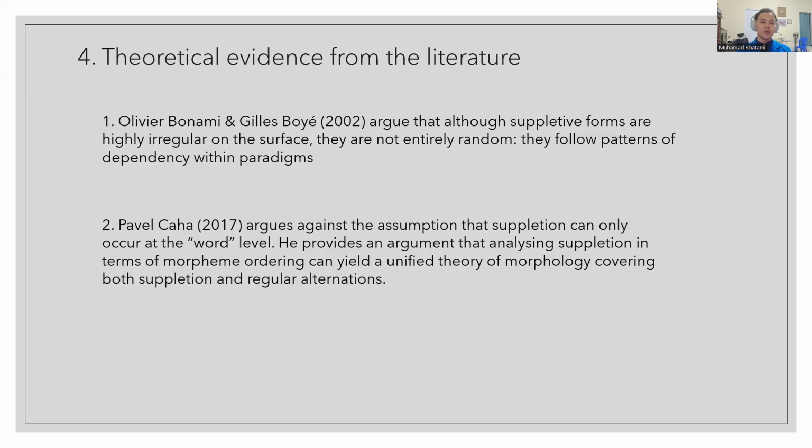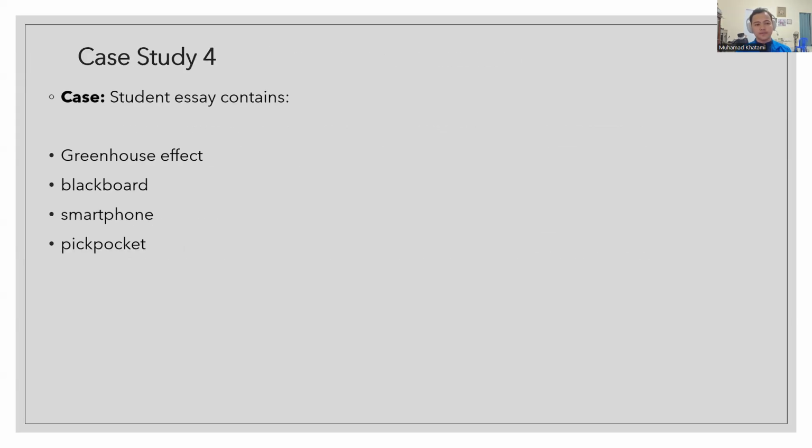So for the theoretical evidence from the literature, by Olivier Bonami and Gilles Boyé, they argue that although suppletive forms are highly irregular on the surface, they are not entirely random. They follow patterns of dependency within paradigms. And then the other evidence is by Pavel Caha, who argues against the assumption that suppletion can only occur at the word level. He provides an argument that analyzing suppletion in terms of morpheme ordering can yield a unified theory of morphology covering both suppletion and irregular alternation.